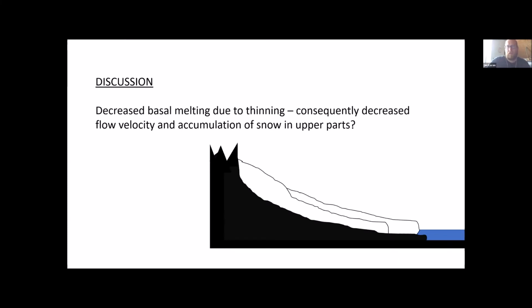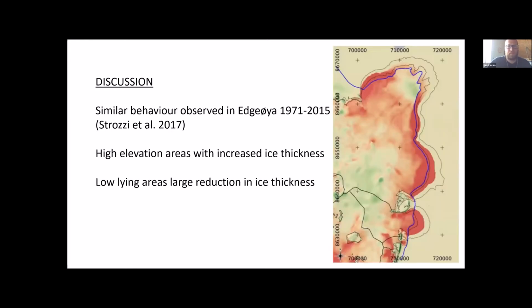There are a lot of questions about how to explain these kinds of changes of the geometry. And one of the things is that because of the thinning, there is probably decreased basal melting and not so much water present at the base of the glacier, which can result in a decrease of the flow velocity and then probably accumulation of snow in the upper parts. But it's just one explanation. There might be quite some other reasons for that.